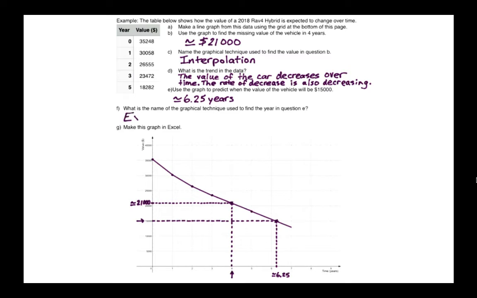The name of this graphical technique is called extrapolation. And notice the difference between interpolation and extrapolation. So they both end with polation. And I'm not sure, but I think that has something to do with points. But the extra means that we are finding a point that is extra, that is beyond the set of points. Remember, our points only went up to here, and I extended them when I went beyond the points that we already had in our data table.